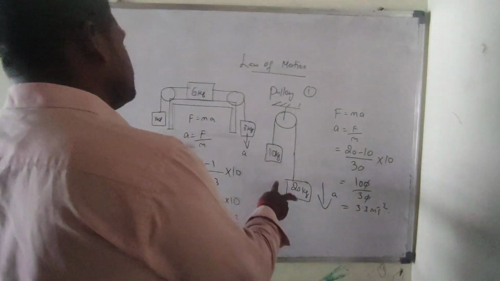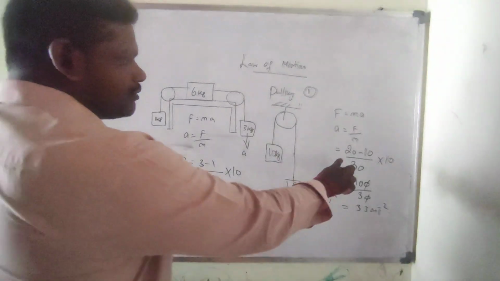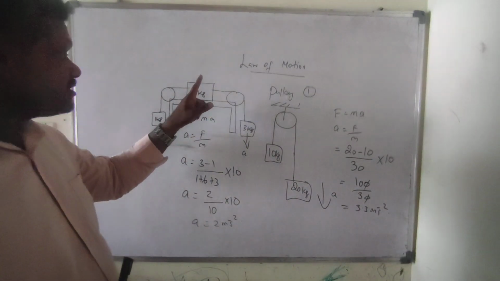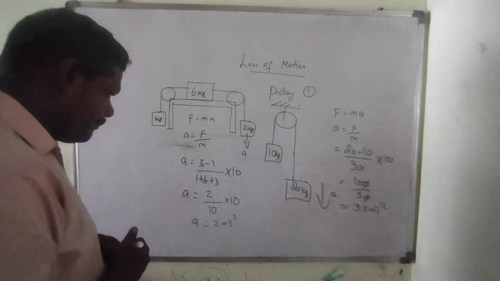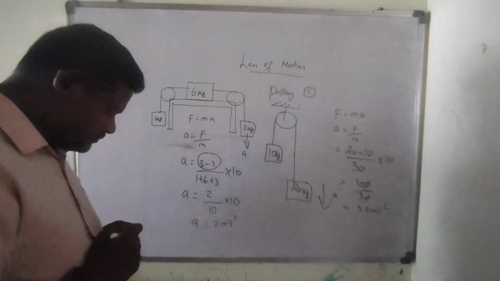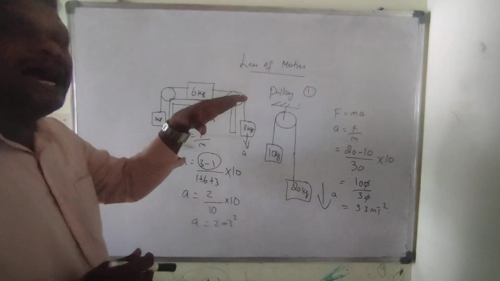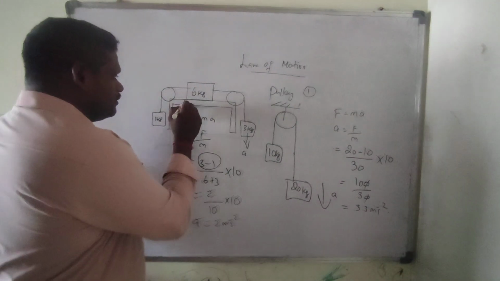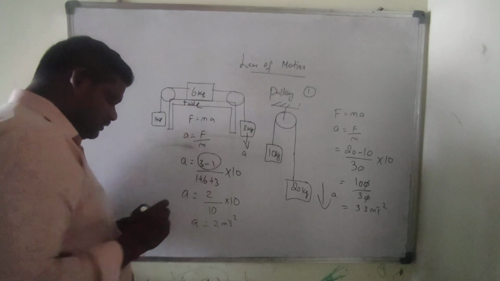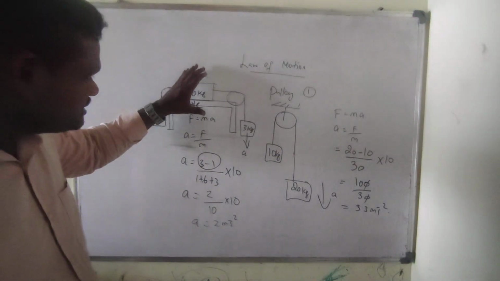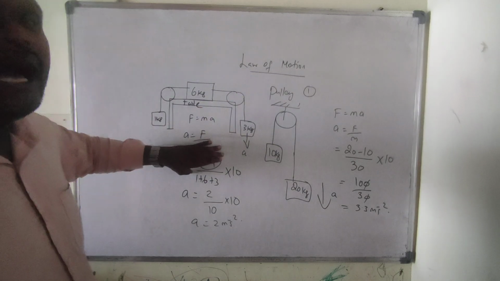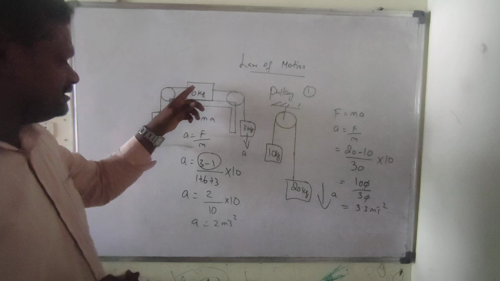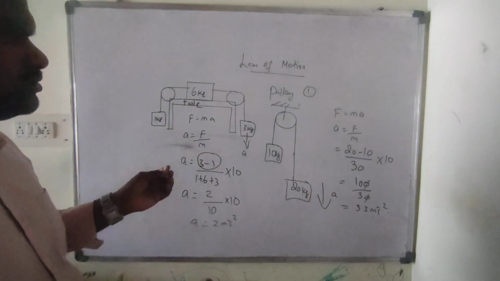This total setup is in the gravitational field, so I can use both the masses here. This 6 kg is resting on the table, so I am not using it here. This 6 kg is balanced by the table. So I am not using this 6 kg in the unbalanced forces. Only in the total mass, this 6 kg is included. That's all. This is a small difference.